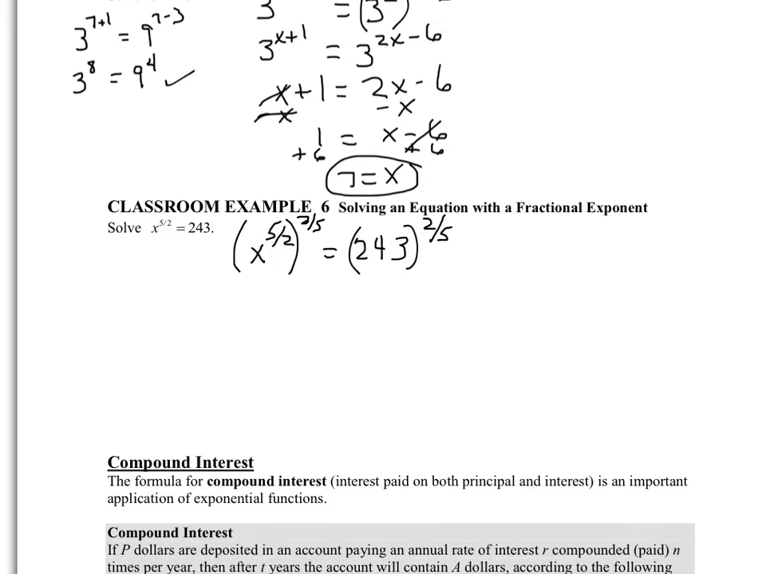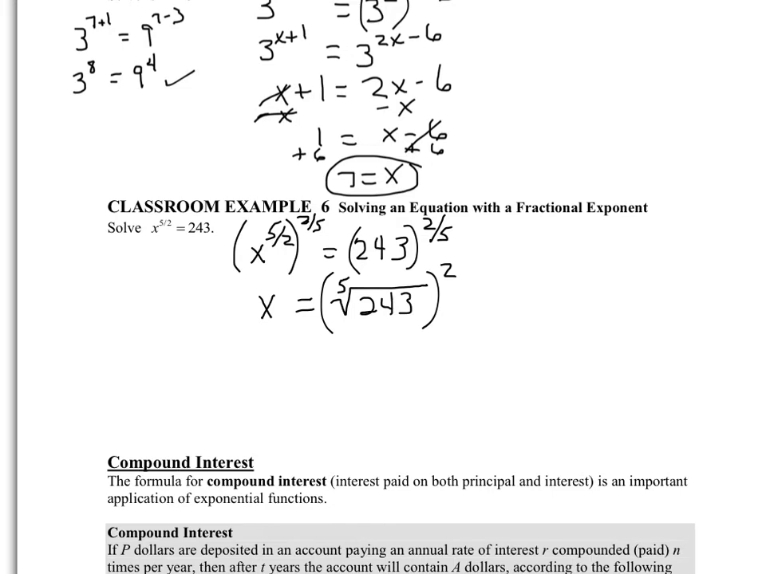So that would mean x to the first power, because if I multiply those exponents together, I get 10 over 10, which is 1, would be equal to, and it's your call on this, if you want to take 243, raise it to the 2/5 power in your calculator, you can simplify it that way. But if I were to take it back into radical form, then what I know is I'm going to take the 5th root of 243, and then I'm going to raise it to the second power.